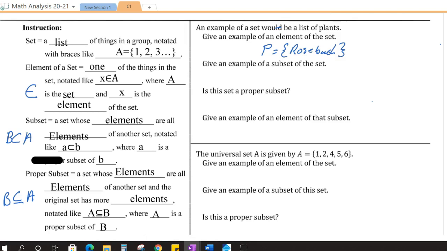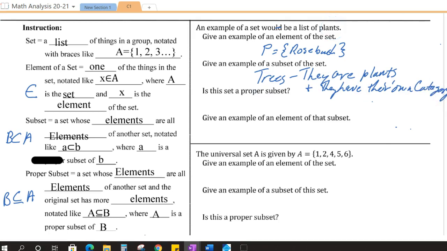Are there other plants in the world? Of course, but that's just one element of the set. Now they want an example of a subset. Well, an example of a subset, think of another set of plants, such as trees. There are many different types of trees, but they are a subset of plants. Trees are a type of plant, and there are a whole bunch of types of trees. So an example of a subset would be trees. Because, yes, they are plants, and they have their own category.